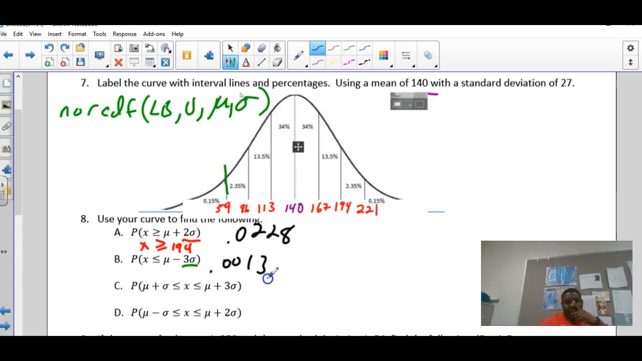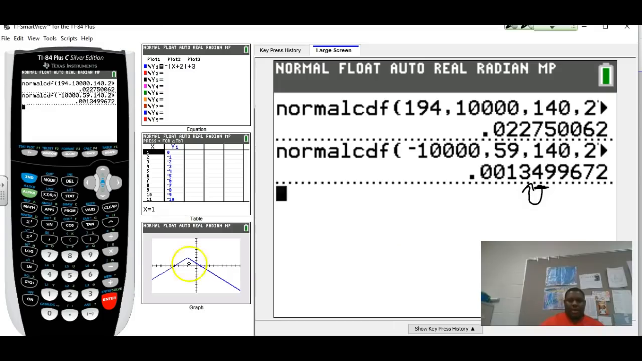Now, for this one, we want the probability that x is between 1 standard deviation and 3 standard deviations. Here's mu. There's 1 standard deviation right here, this line, at 167, and 3 standard deviations. So again, mu, 1, 2, 3. Here's 3 standard deviations. So I've got an interval right here. This is going to be your lower bound, and this is going to be your upper bound: 167 and 221. So back to my calculator.